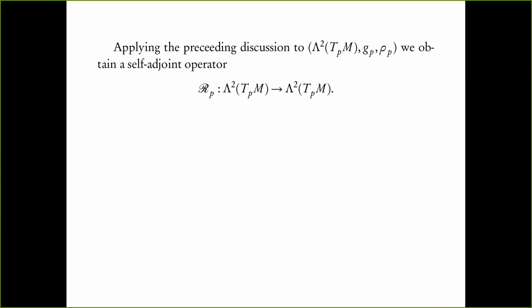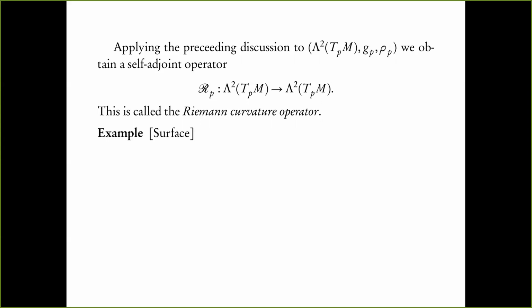Okay, good. So let's apply this. Applying the preceding discussion to wedge 2 of TpM with the obvious inner product and the bilinear form, we obtain a self-adjoint operator and denoting it by this calligraphic R, R again for Riemann. This is called the Riemann curvature operator. So this is not really a tensor. This is actually a linear operator. And we'll see what relationship it has with the Riemann curvature tensor. Okay. So this is a well-studied object and you can do calculations with it.